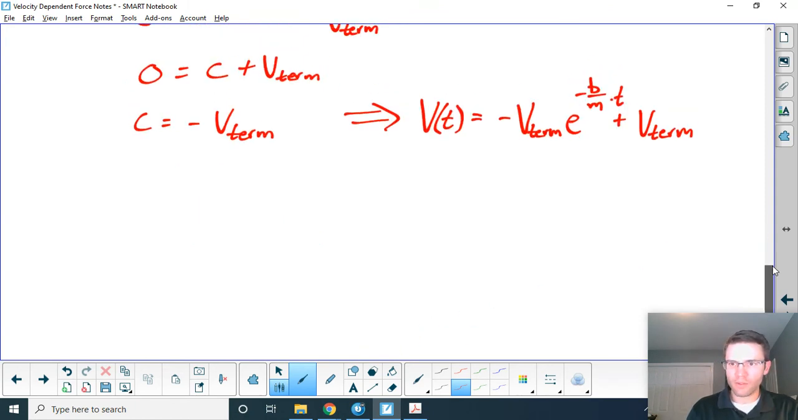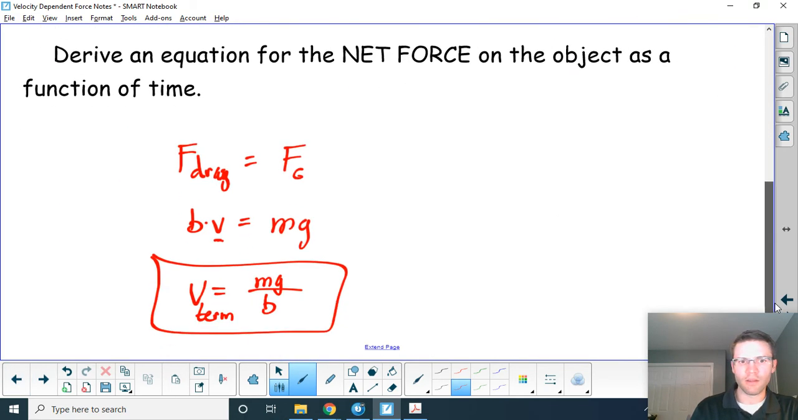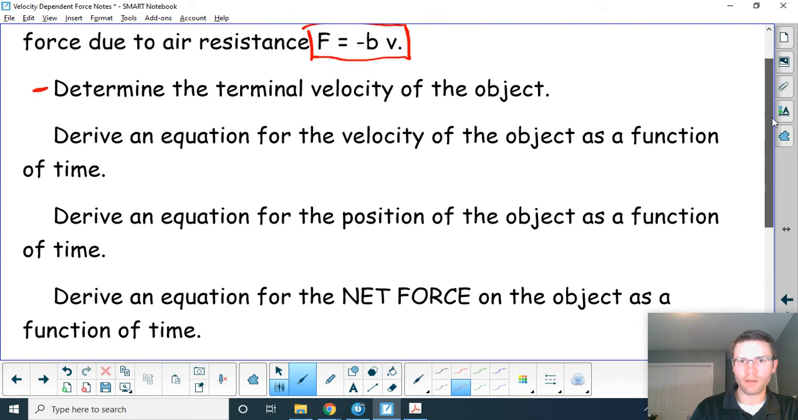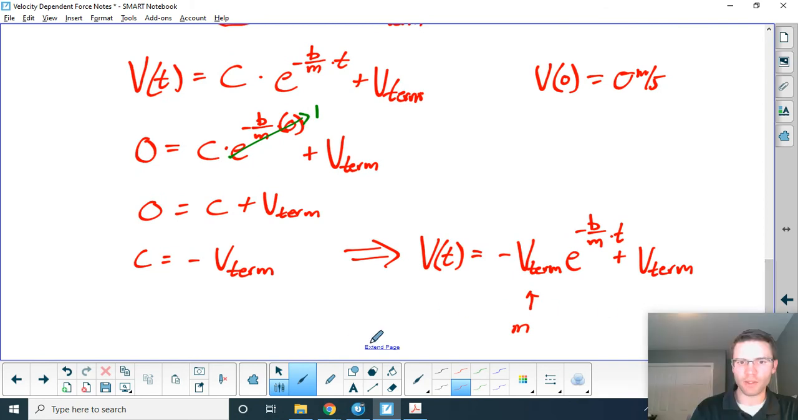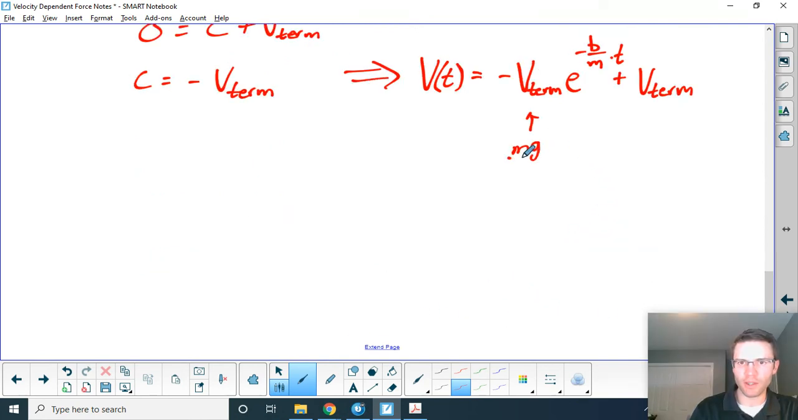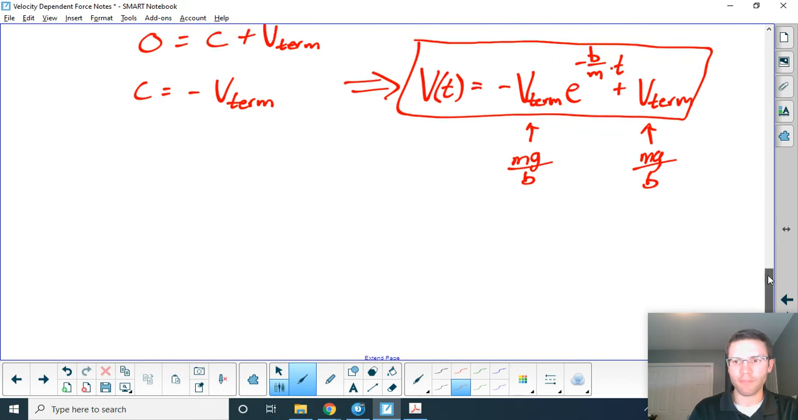And you will see in the reading, this is written a different way. Substitute out the v term. You can write it however you want. You could also substitute in your v term. We know what this is. This is, what do we get here? mg over b. So you could also write this without v term in there. We could just write mg over b for all of these. It doesn't matter. That's your velocity as a function of time.